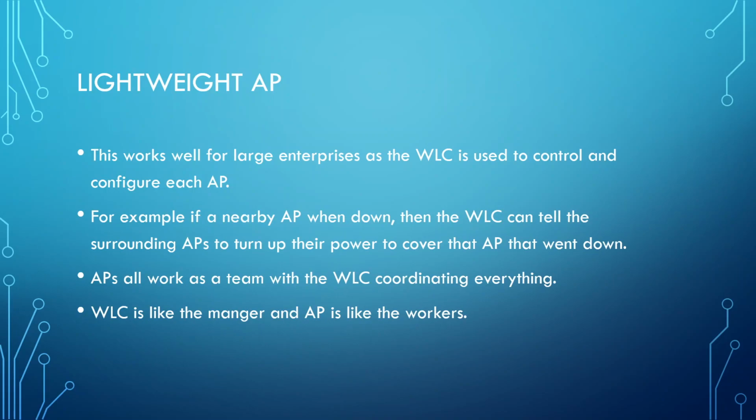So if a nearby AP goes down, the wireless LAN controller can tell the surrounding APs, "Hey guys, your buddy over there, well, he's dead. So there's an RF black spot there. Can you please turn up your power so that the RF signal travels further and we can provide wireless connectivity to the wireless devices that were previously using that dead access point?" Essentially, think of it like this. The access points all work as a team, with the wireless LAN controller coordinating everything. The wireless LAN controller is like the manager, and the APs are like the workers.